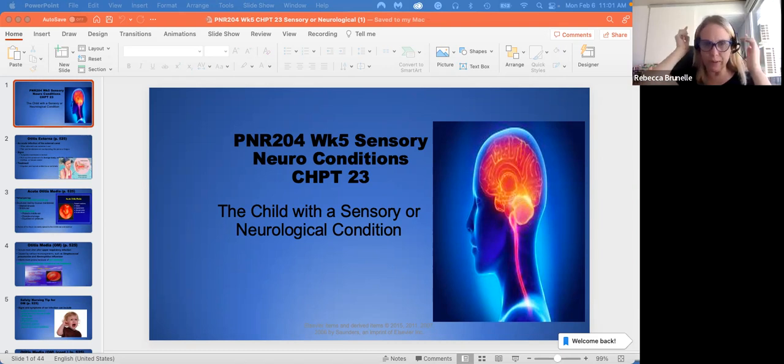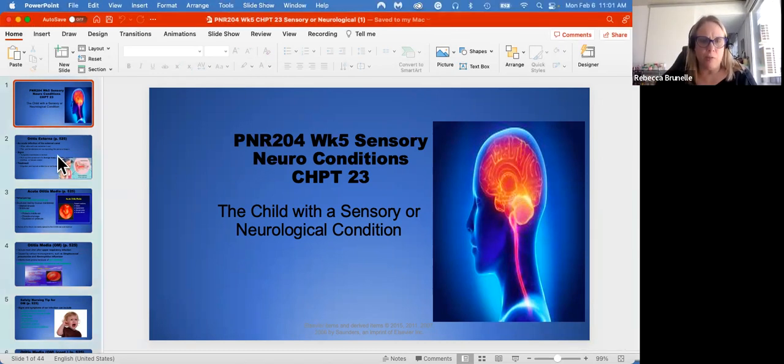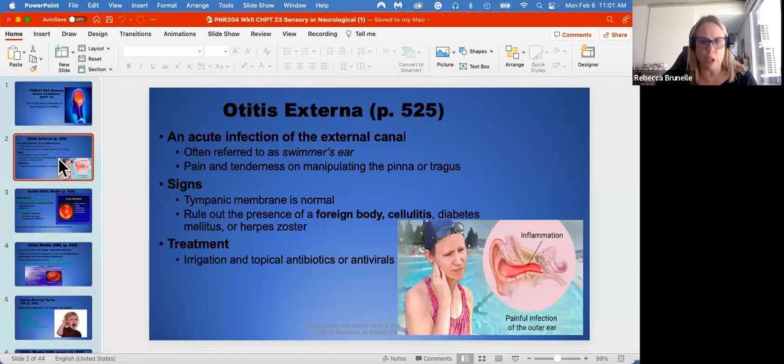Sorry about that. This is the first chapter, chapter 23, sensory and neurological conditions. There are obviously several different things that go into sensory and neurological, so we're going to start with the ears. The most common ear infection is otitis media.